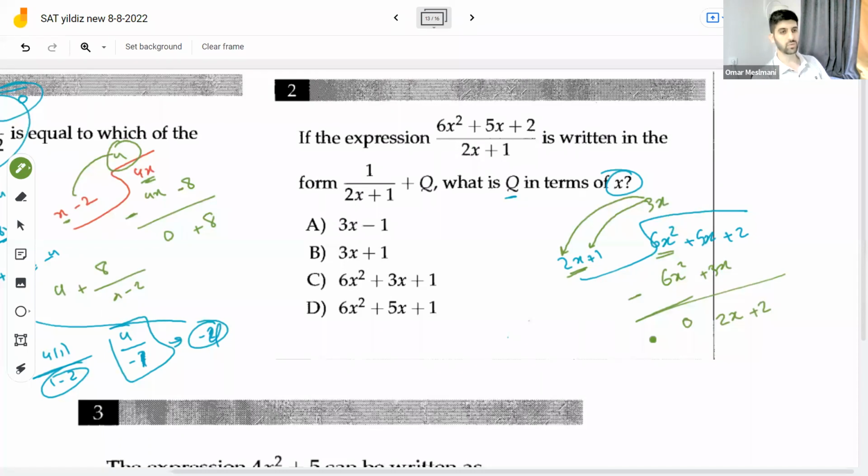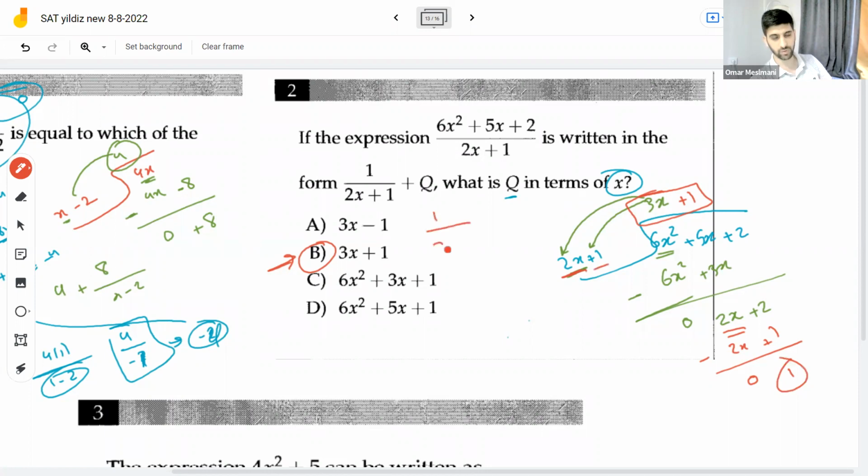One more time, you do what? You divide the first term in here with the first term in there. So 2x divided by 2x is plus 1. I guess I'm going to stop. The answer is B, because obviously he's asking for the quotient. If you want to check, 1 times 2x is just 2x. 1 times 1 is 1. And then you subtract, you get 0. 2 minus 1 is 1. So by the way, the answer is going to be this: 1 over 2x plus 1, sorry, plus the quotient.